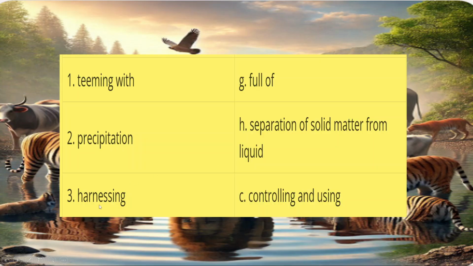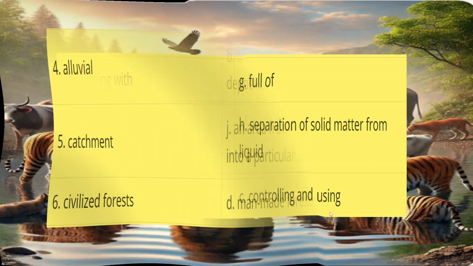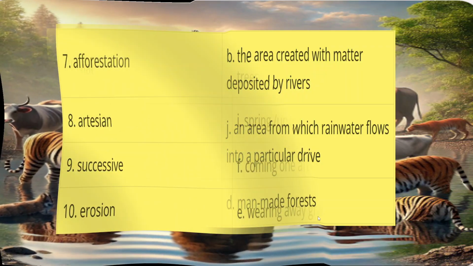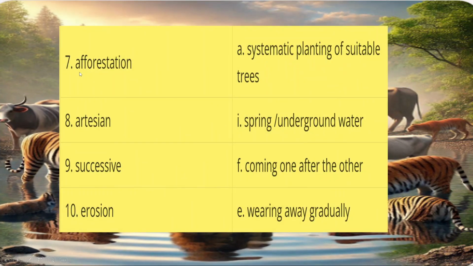I'm sorry. Third one is harnessing. C. Controlling and using. Fourth one is alluvial. B. The area created with the matter deposited by rivers. Fifth one, catchment. J. An area from which rainwater flows into a particular drive. C. Civilized forest. D. Man-made forest. Seventh one is afforestation. A. Systematic planting of suitable trees.